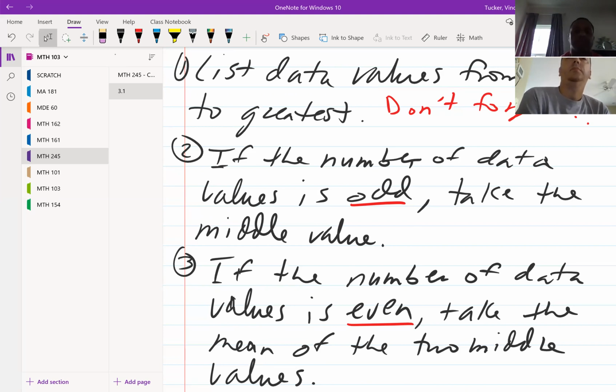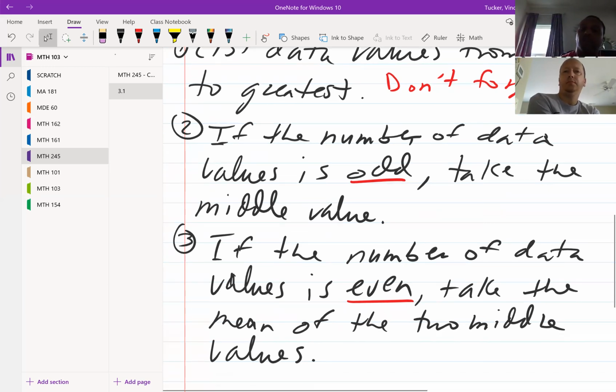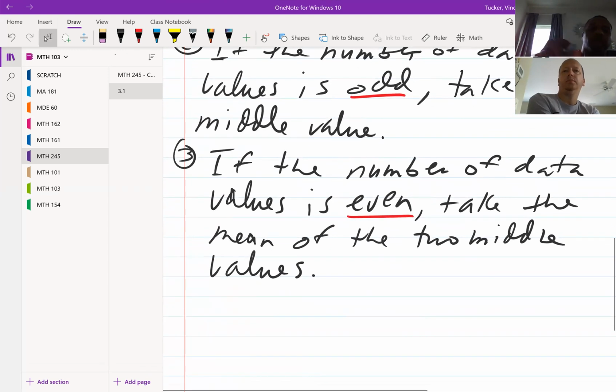So I didn't mean to put 2 and 3. They pretty much are the same step. If the number of data values is odd, you're going to take the middle value, because if you have an odd number of data values, then of course you have a middle value. But if there are an even number of data values, you do not technically have a middle value. So you're going to take the mean or the average of the two values that are in the middle. So let's make sure we're okay with how that works.